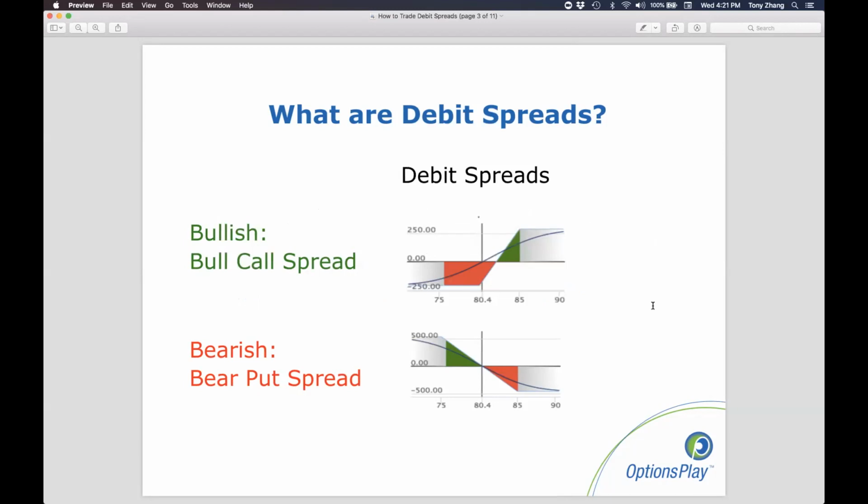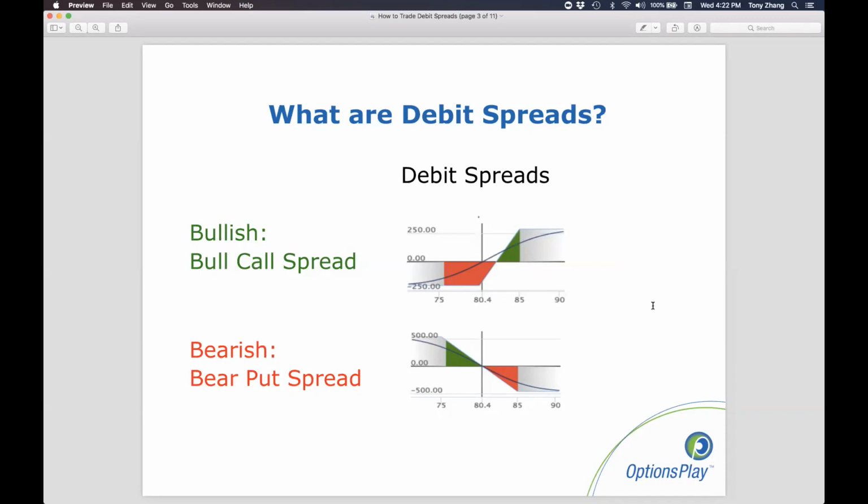Debit spreads are effectively very similar to outright buying a call or a put, but what we're doing is adding an additional leg to that, which has some additional efficiencies for transaction cost and also for the amount of risk that you're going to be taking.